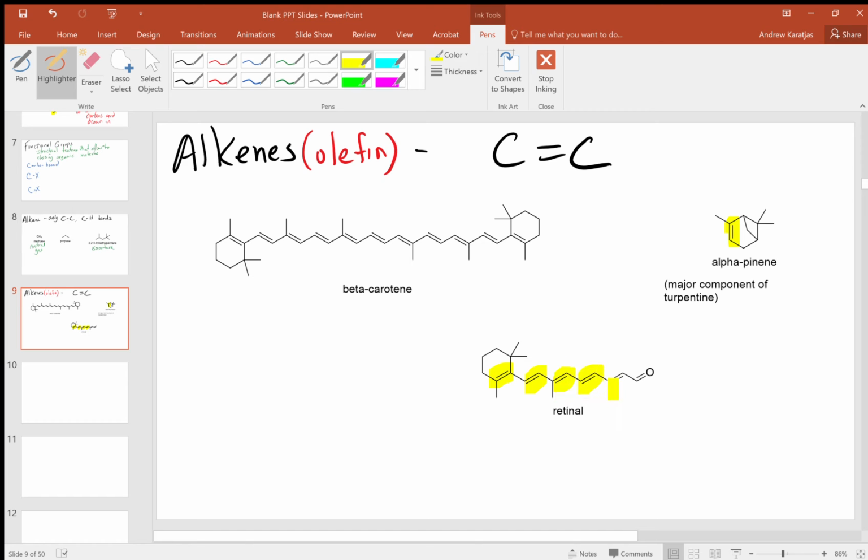Retinal down here at the bottom, it's what allows for vision. Now you also see it has another functional group, a different one that we haven't talked about yet. We'll talk about that functional group later.